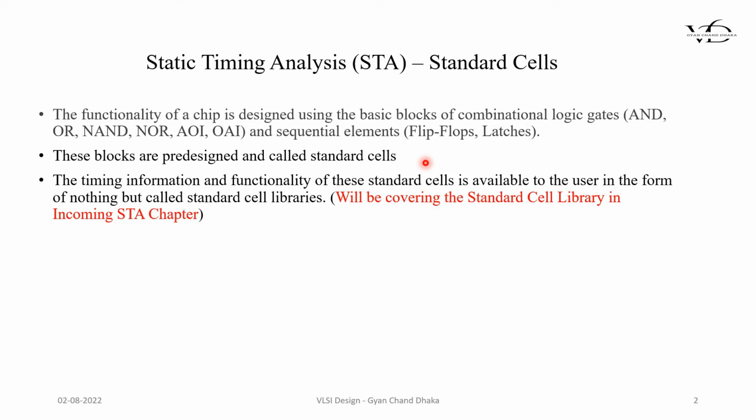The timing information and the functionality of these standard cells is available to the user in the form of what are called standard cell libraries. So what is a standard cell library, what information does it contain, and what information can we extract from the standard cell libraries? We are going to cover all this in one of our next chapters.